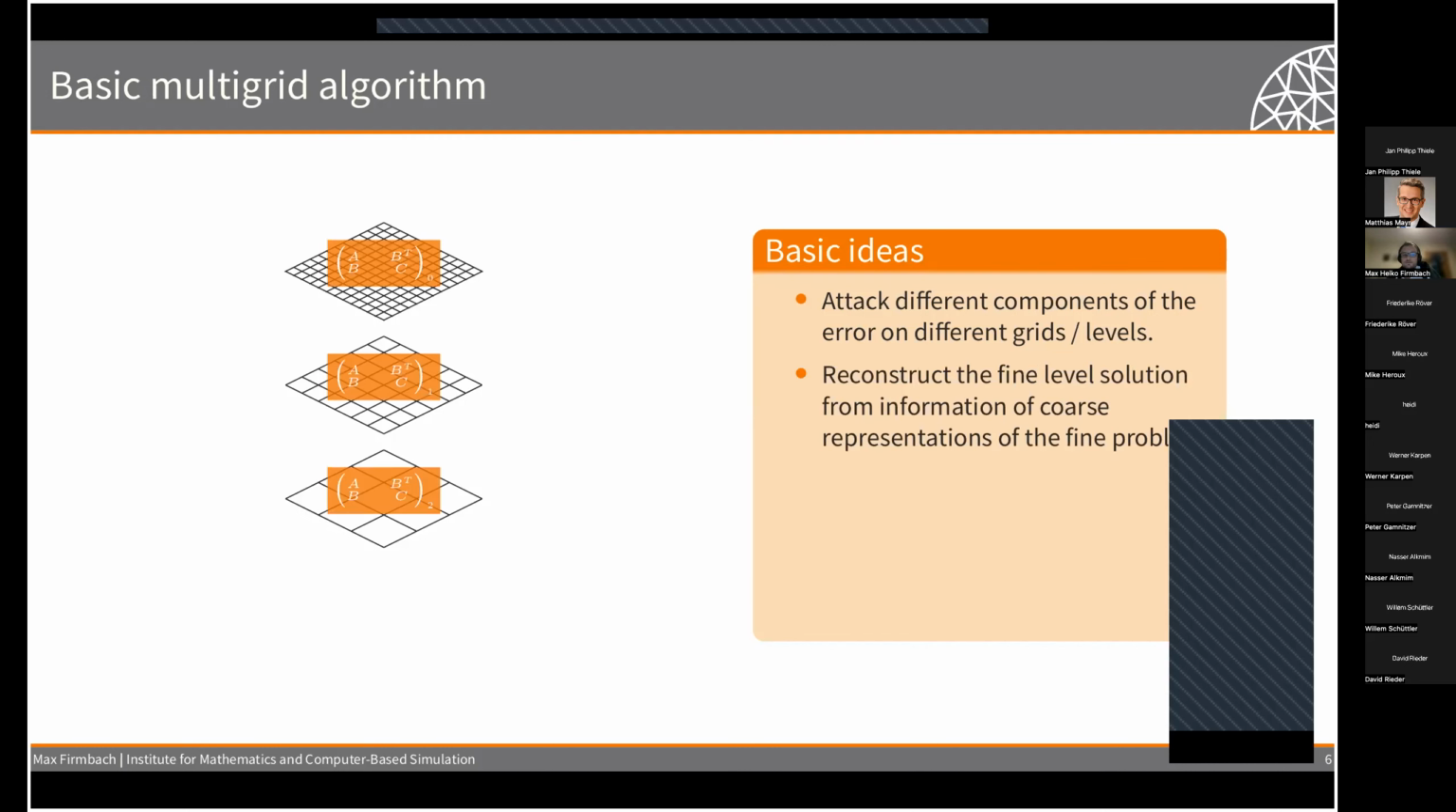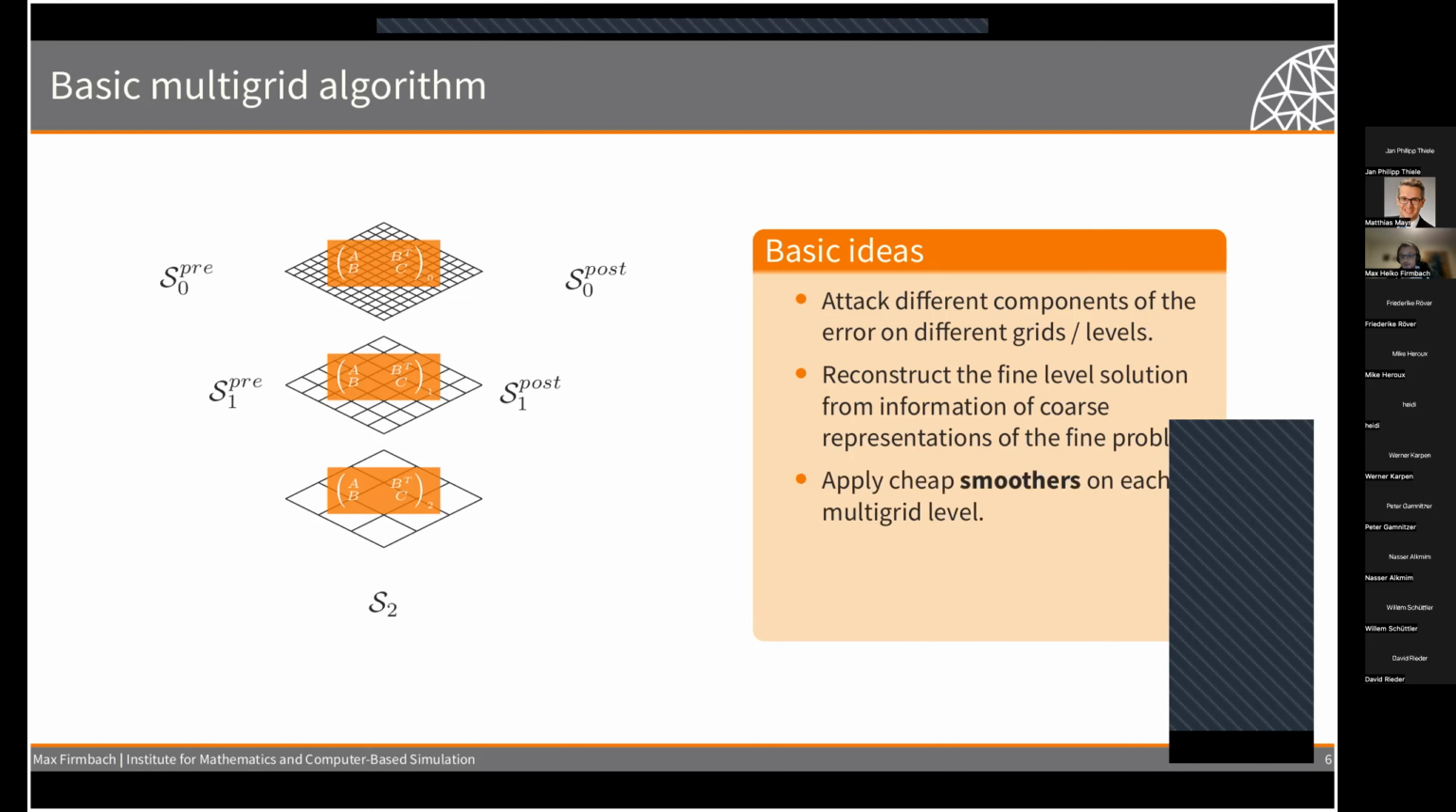We have a system matrix, which is a block matrix, and we try to represent this system matrix on each of these levels to tackle different error components on each of them. What happens here is that we try to smooth these errors on each level and try to regather information of these different submatrices into our fine-level solution, which is the matrix with the index 0.